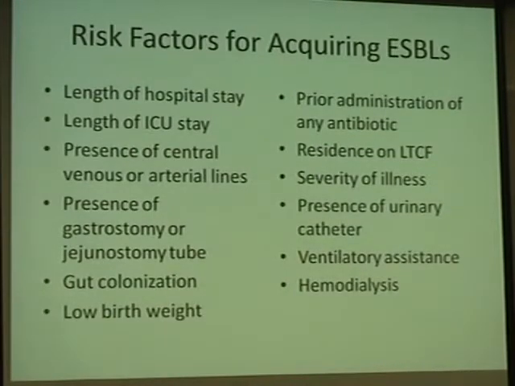So some of the risk factors for acquiring ESBLs, which I'm sure you're aware, is the length of hospital stay. We want to limit that as much as possible. Obviously the length of ICU stay, the presence of central lines, and Stace talked about IV to PO switch. It's extremely important that we get those lines out. Presence of gastrostomy and jejunostomy tubes, gut colonization, low birth weight, any prior administration of antibiotics, severity of illness, presence of urinary catheters, some of the things that you would normally expect.